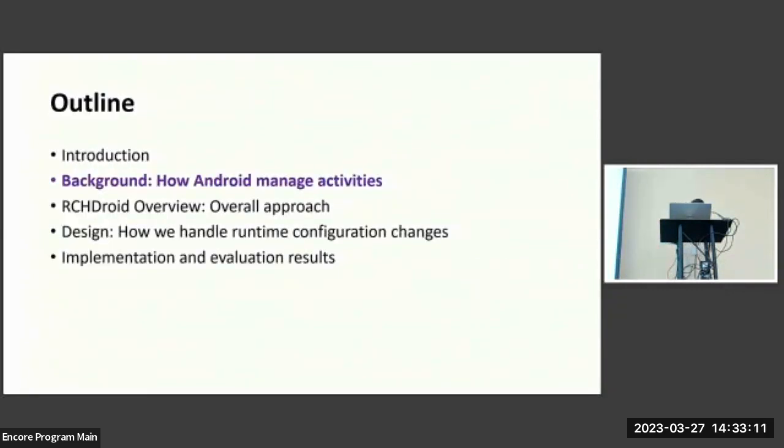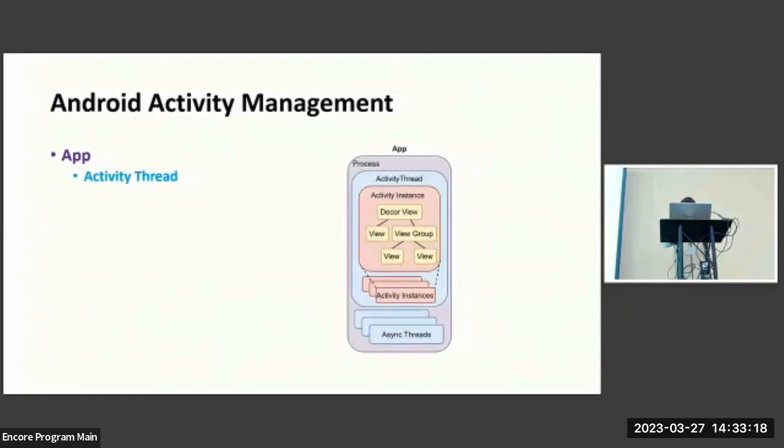Before we introduce our system, we briefly give an introduction to the background of how Android manages the activities. For Android, each app runs in a process, and has several threads. The activity thread is responsible for managing the UI interface. The app is free to create multiple asynchronous threads, which do some time-consuming work, for example, load a resource or access the network. However, only the activity thread can change the current UI interface because the view tree is controlled by the activity thread. And the activity thread can create multiple activity instances to manage the UI interface.